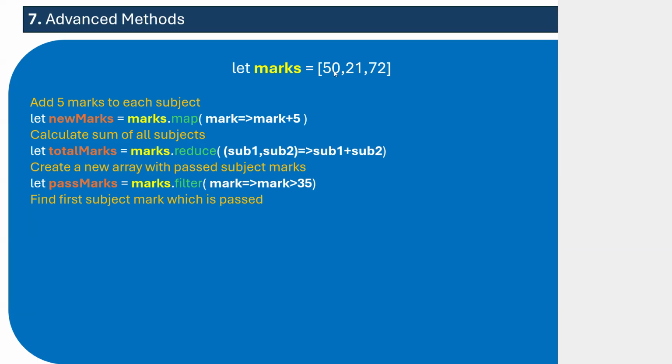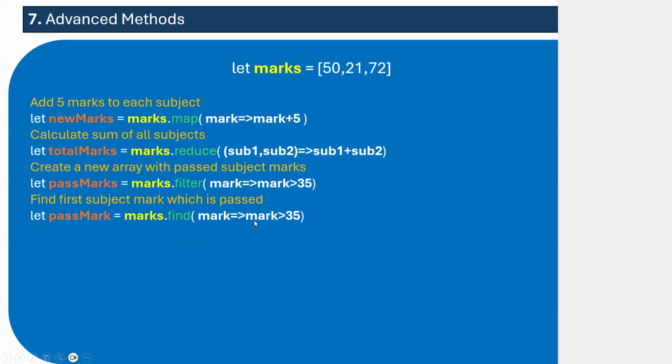We have two subjects, right? 50 and 72 are passed marks, above 35. Which one is the first one? 50, right? So I want to print 50. Which one do I have to use? Find. Right, exactly. Marks dot find.